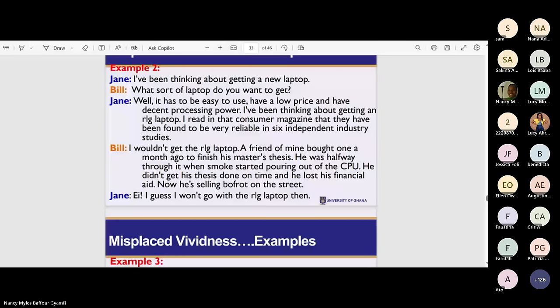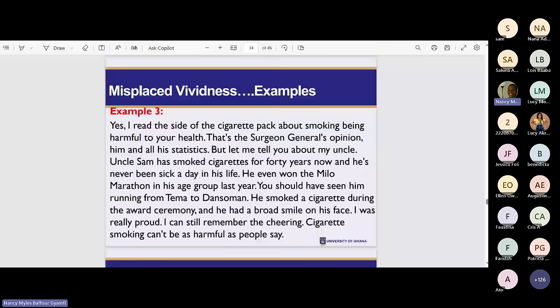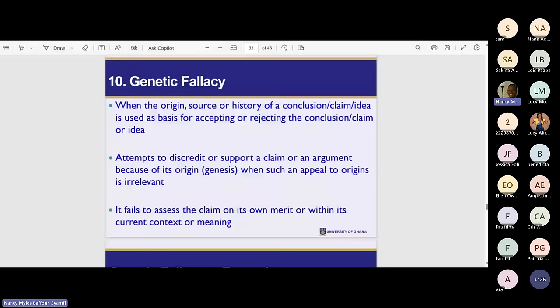Okay, there are more. Genetic fallacy is also one of the fallacies. Remember, we saw this just last week as one of the causal fallacies.